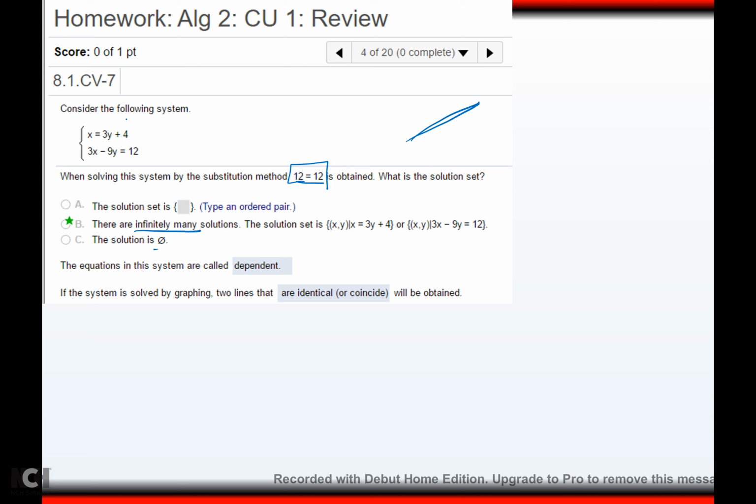If I take this equation and multiply everything by 3, I get 3x equals 9y plus 12. If I put it in this form and move this over, I get 3x minus 9y equals 12. These two lines are the exact same line. They just made it look different. If it's the exact same line, it's graphed right on top of each other, which means they share all points for solutions, and that means the system is dependent. And it says if the system is solved by graphing, the two lines are identical or they coincide. In other words, they will be right on top of each other.